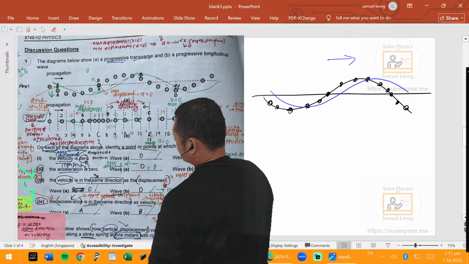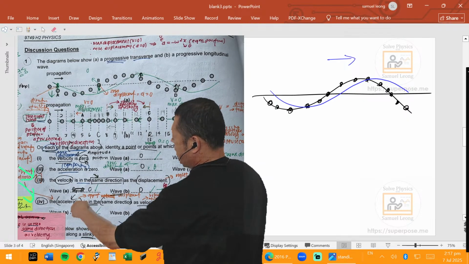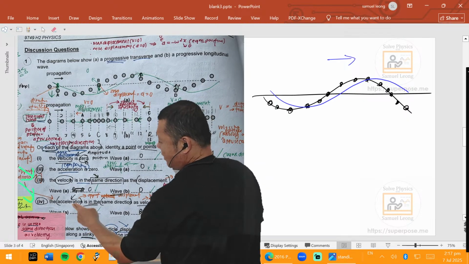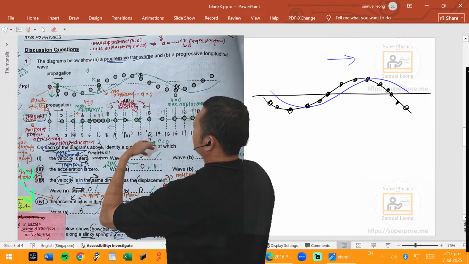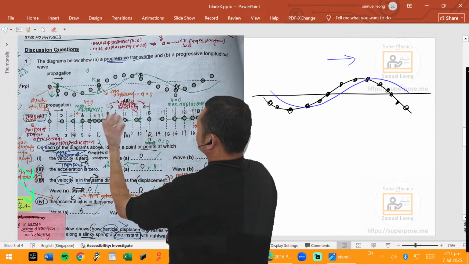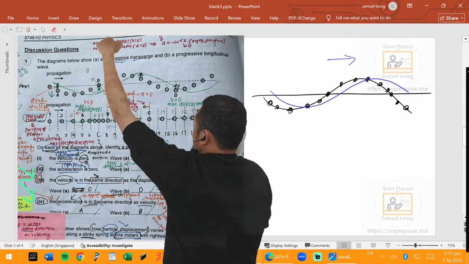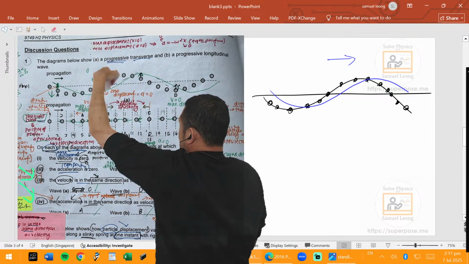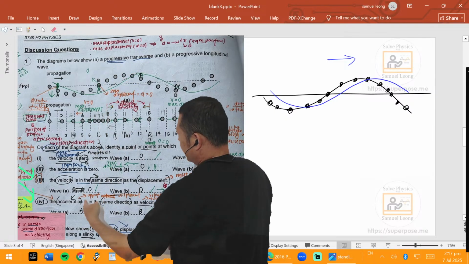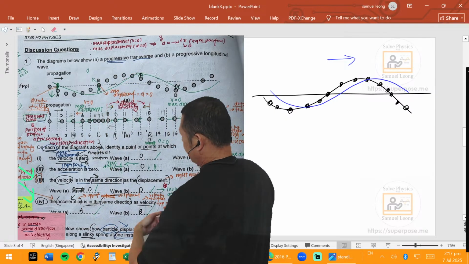Acceleration is the same as velocity. See, acceleration is always pointing towards equilibrium. So if you look at any particles, if the velocity happens to be about to hit the equilibrium, then those particles have the same acceleration and velocity direction.